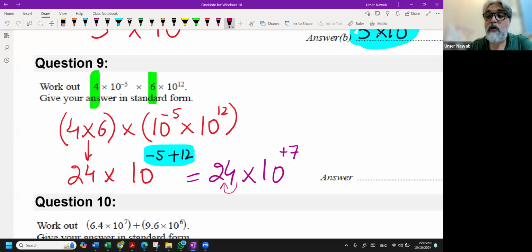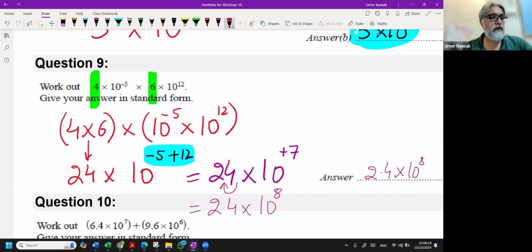So when you forcefully do something and you go to the left, your power will be increased by 1. So rather than writing 24, I'm writing 2.4. Meaning, I push the decimal 1 digit to the left, so my power will be increased by 1. So 7 plus 1 will be 8. So my answer is 2.4 into 10 raised to the power 8. I hope it is clear to all of you.